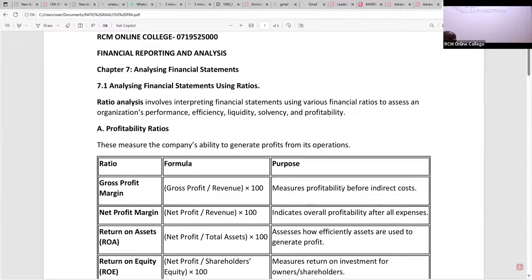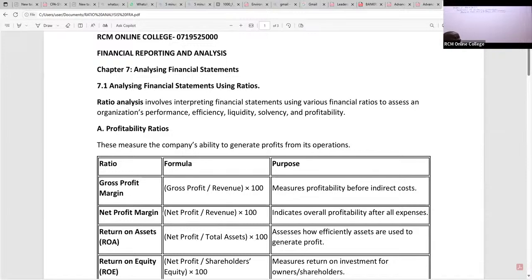Measures profitability using the cost of sales only. You see, for us to get gross profit, we take sales revenue minus cost of sales. Before you start looking at indirect costs, get that gross profit and divide it by sales revenue, there you will be.